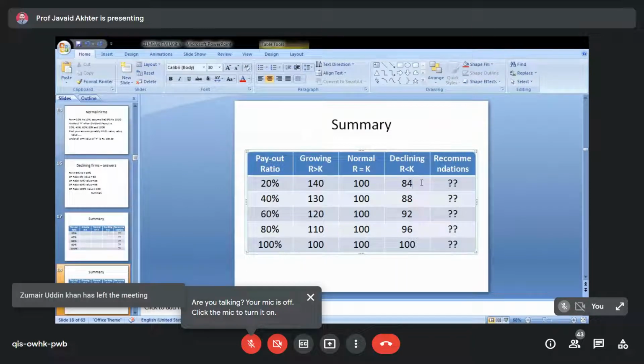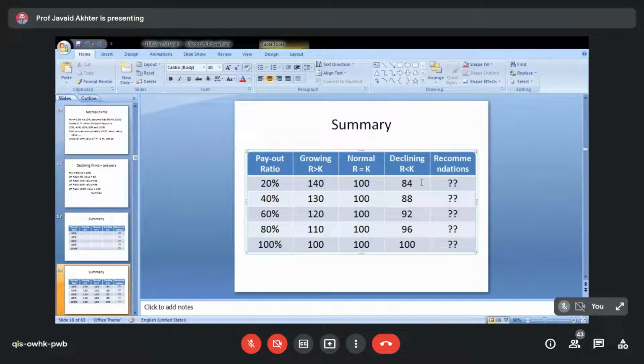I'll take the normal firm a bit later. Come to the declining firm. Assume that you are a shareholder in a declining firm. What would be your expectation? What would you like the company to do? Sir, pay 100% dividend. It should pay 100%. Is there anyone who will say that the company should not pay 100%?